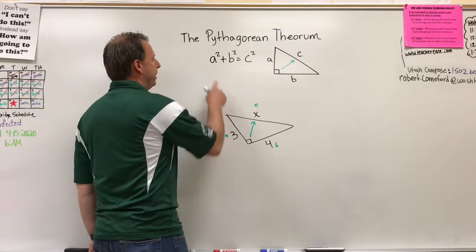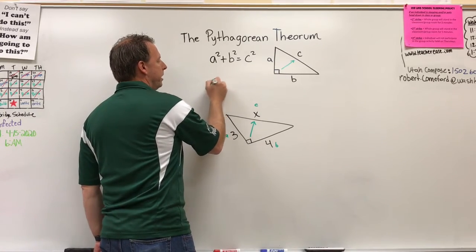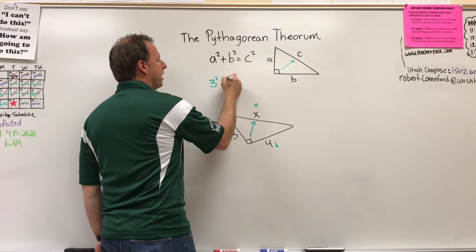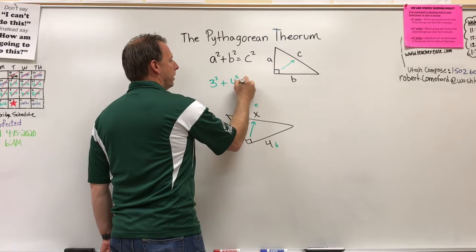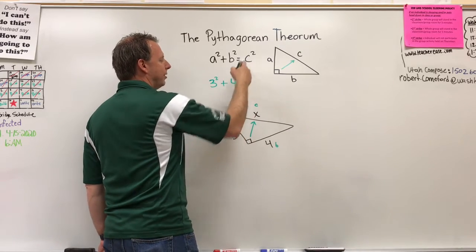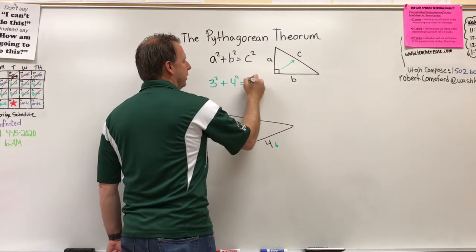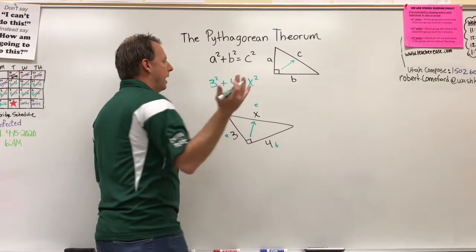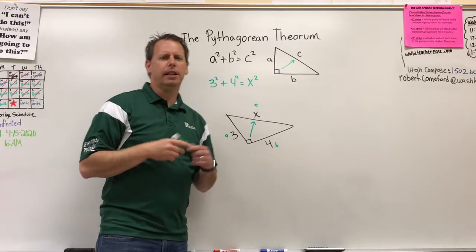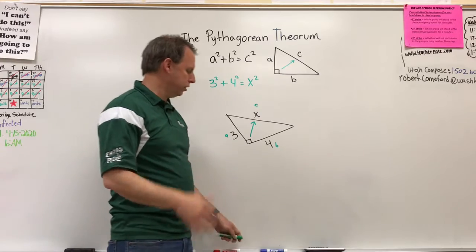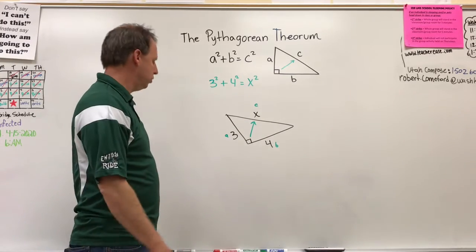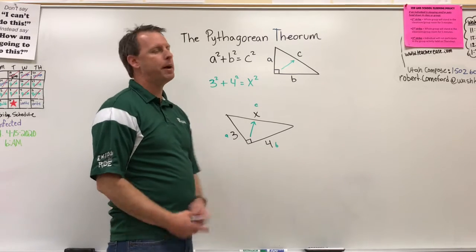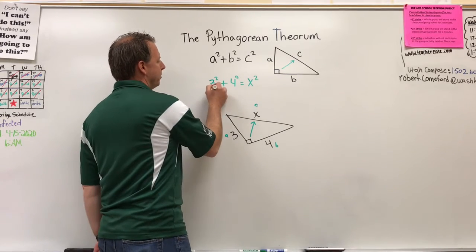So I've got 3 for a, so that's 3 squared, plus b is now 4 squared, equals c, that's the thing I'm looking for. I could leave it c or call it x or whatever, but you're looking for that guy, so it just needs to be a variable. And then let's just solve it. Let's do whatever work we need to do and try to get x by itself.